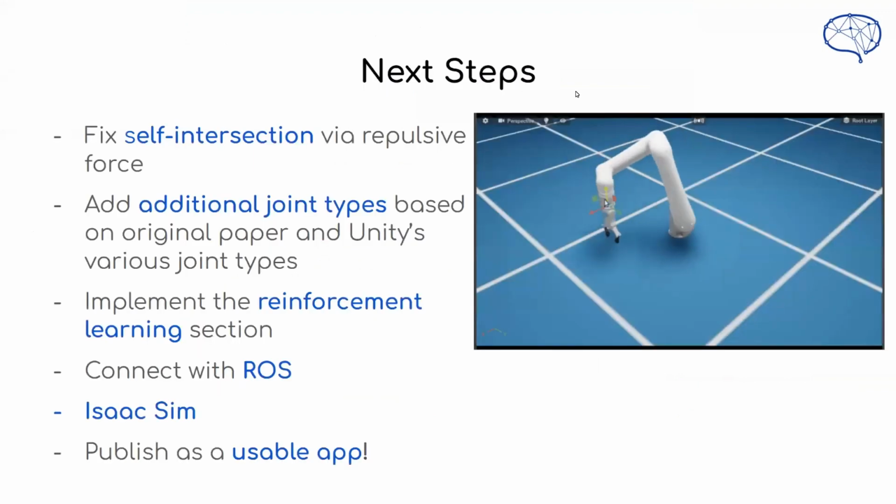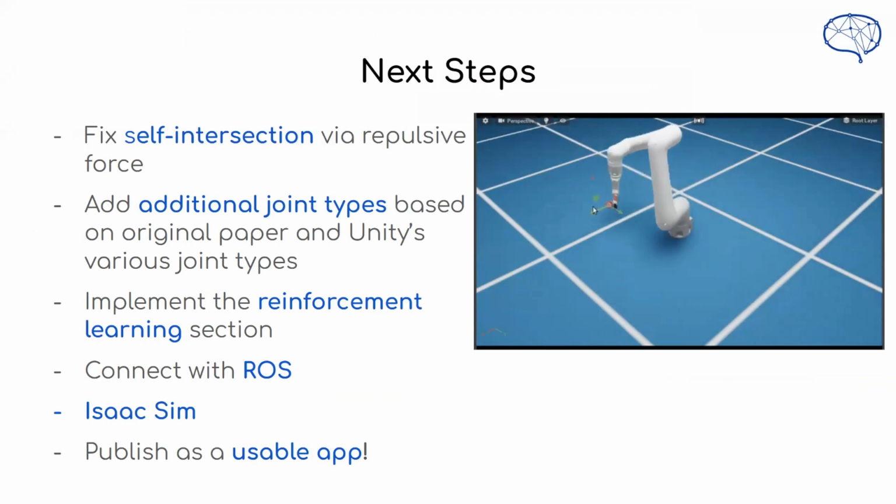So yeah, as was mentioned, there's a lot of potential for next steps. We're first going to try and fix that self-intersection via a repulsive force when the parts intersect. Then we'd like to add some extra joint types. Right now, we're only working with fixed joints or a hinge joint, so we don't have motion for multiple axes, which might be limiting our paddling motion. We're of course going to implement that reinforcement learning section.